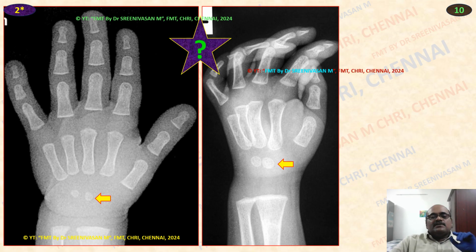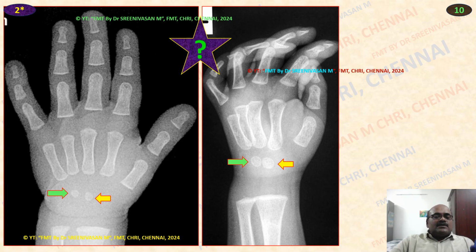So capitate and hamate, both are there, right? From radial to ulnar side, try to catch here. So capitate is below the third, and below the fourth and fifth metacarpals, the hamate is there. So age is more than 3 months. But what is the next thing to occur here? After this hamate, what is the next event we have to expect here?